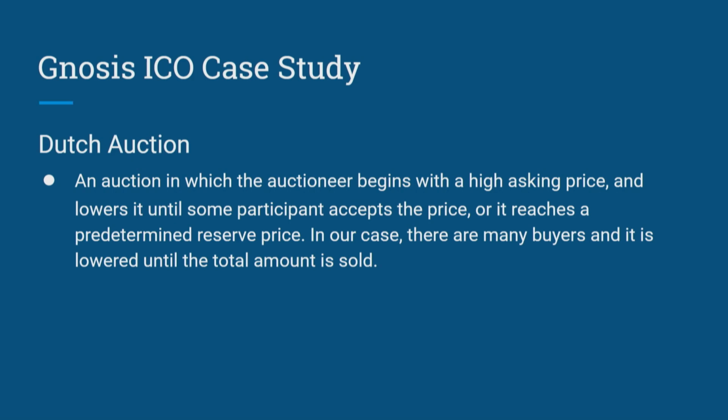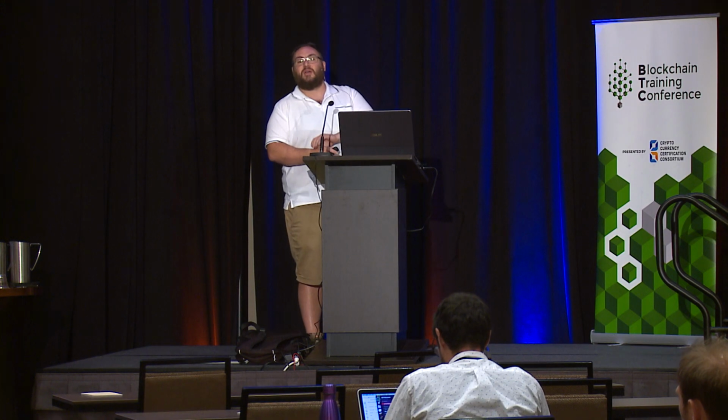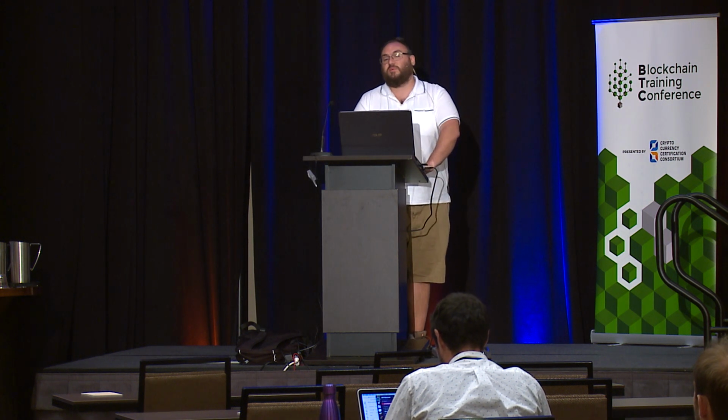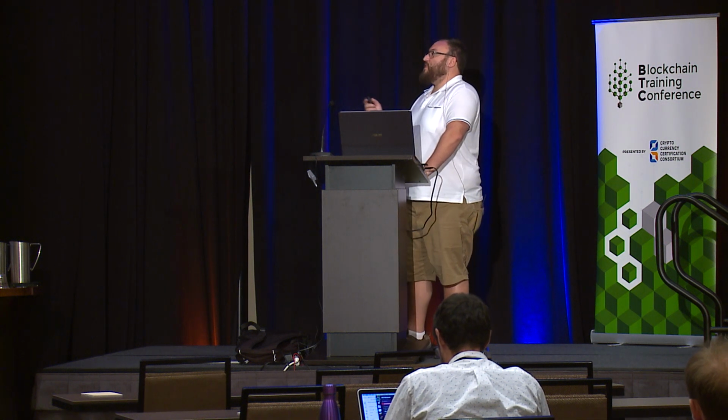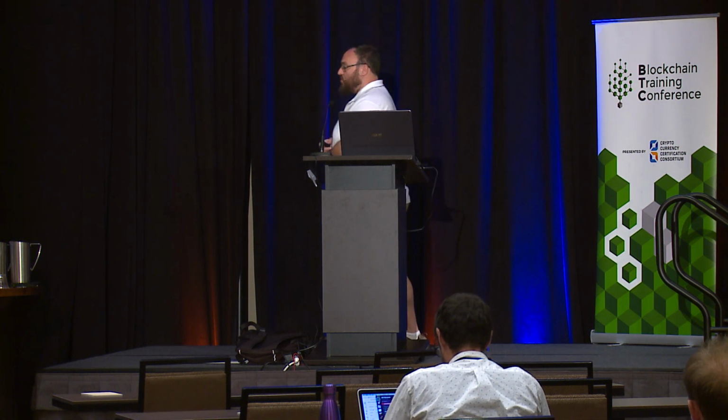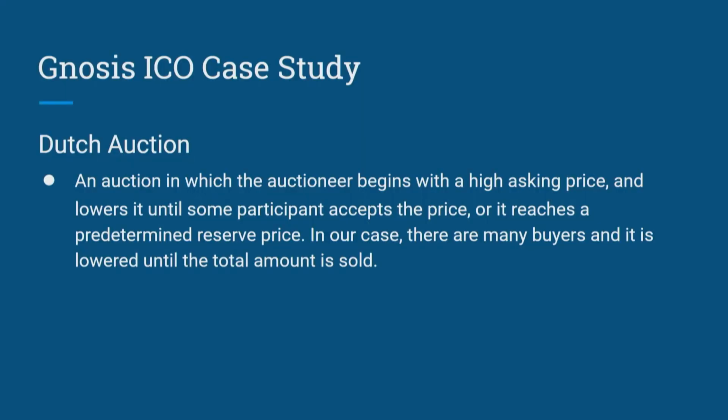How many of you remember the Gnosis ICO? Okay, it was pretty cool. If you're not familiar with it, I'd recommend reading up about it later. They use this model called the Dutch auction, where the seller basically starts with a high price and then goes down and down and down until they find a buyer. In this case, many buyers, right?